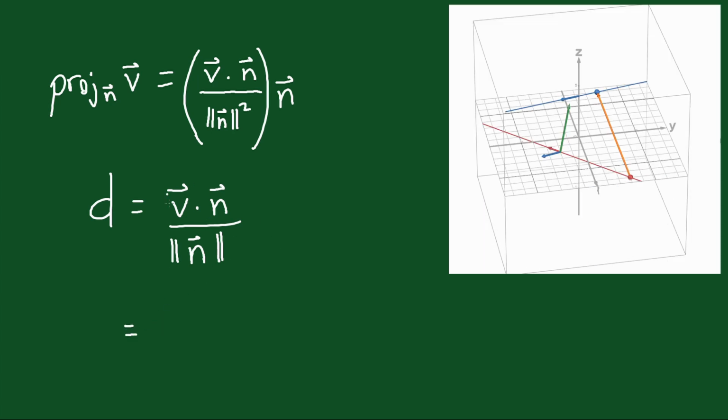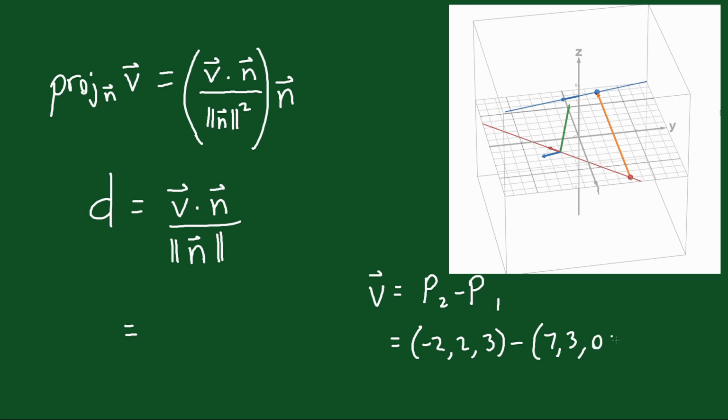Now, what is the dot product between v and n? Well, what is v, right? What is the vector v? The vector v was that orange vector here, but did we ever say what that was? It goes from point P1 to point P2, right? So I think we should say vector v is equal to P2 minus P1. And if you recall what those points are, P2 is -2, 2, 3, and P1 was 7, 3, 0. So we should subtract these values first and use that as our vector v.